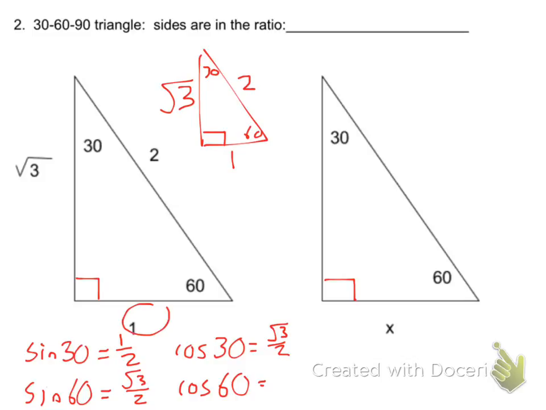Cosine is adjacent over hypotenuse: 1 over 2. Sorry, I said 1 over the square root of 2, but it's 1 over 2. My bad. Wait a minute, any connection there? Yeah, that's weird. The sine of 30 is 1/2, but the cosine of 60 is 1/2?